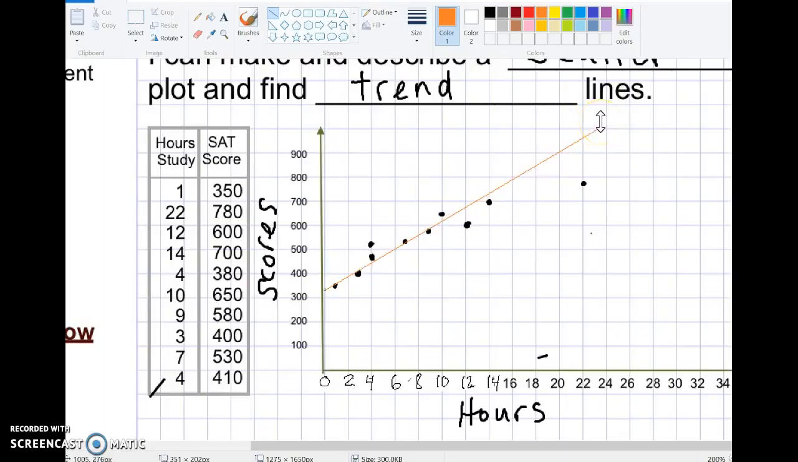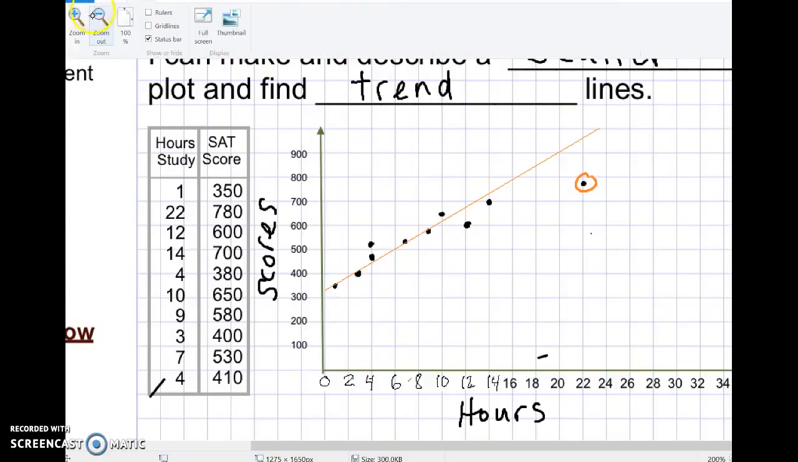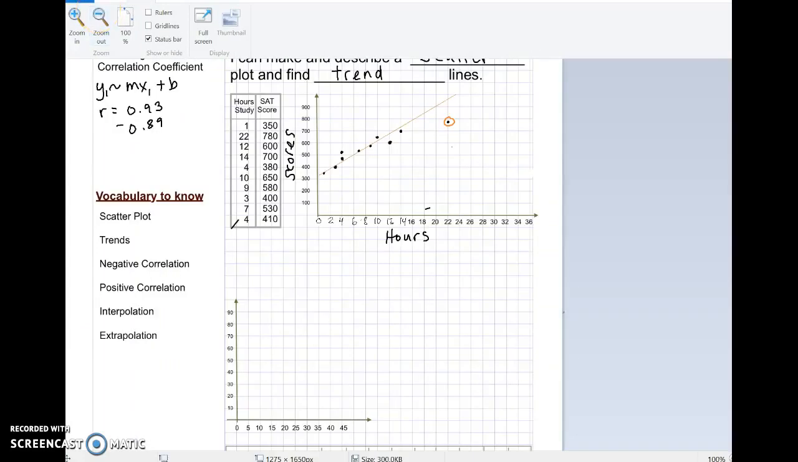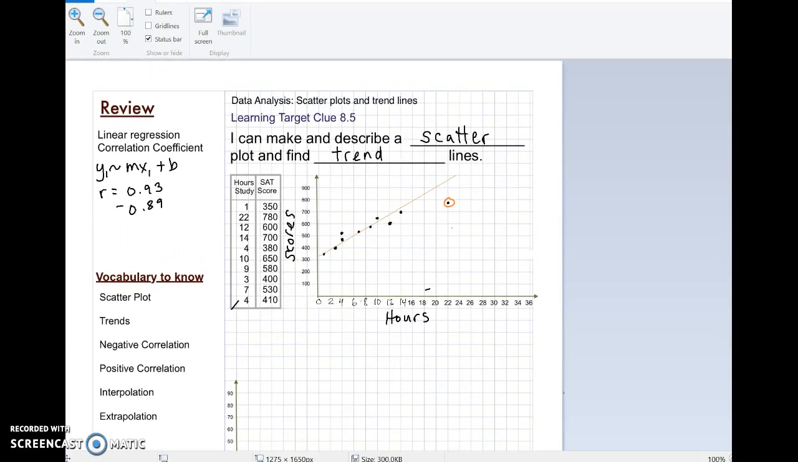The only one that's weird is this one right here, right? And I think that's an outlier. That's what I think. I think that one doesn't quite fit my line. So let me go back down so that we can look at more here. All right. So here's my line of best fit that I've created, my trend line.